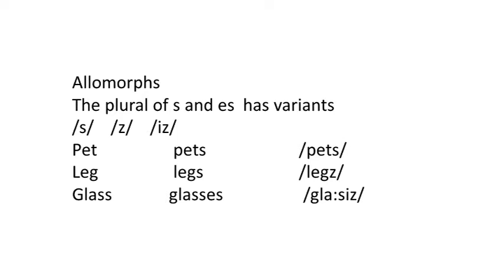The reason why the plural changes, or why the variation happens, we shall discuss in detail as we move on. But I hope you understood that the morpheme s has different variants in the plural form. Now this variation is referred to as allomorphs, in a very simple manner.